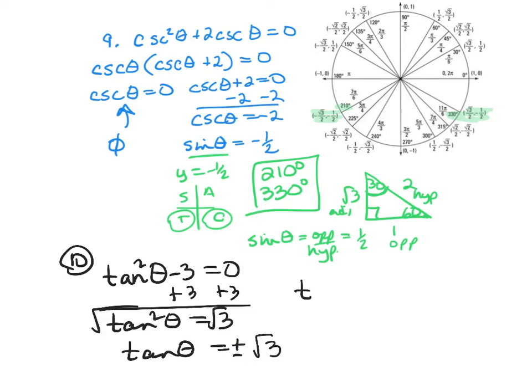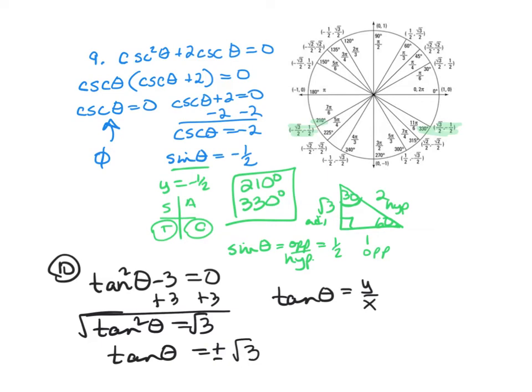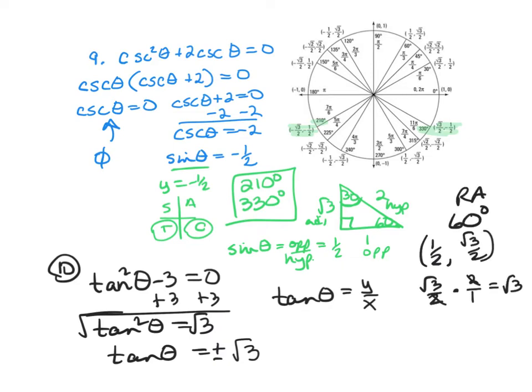So tangent, remember, is y/x. So if you're using your unit circle, you need to figure out which ordered pair, when you divide the coordinates, will give you square root of 3. So if I take the ordered pair 1/2, root 3/2, and if I divide y by x, you can see that this ordered pair gives you the root 3. This is a reference angle of 60.